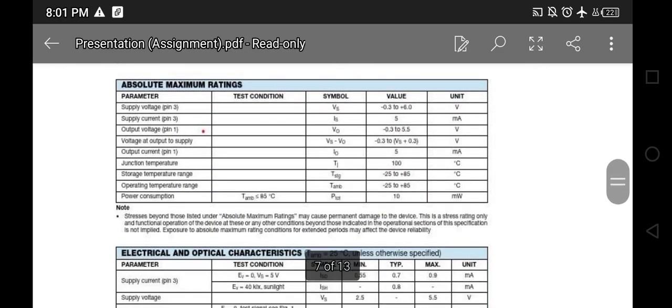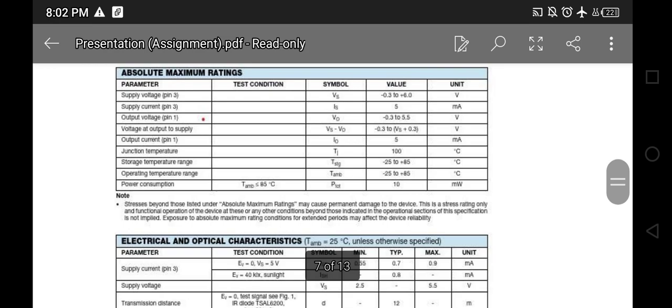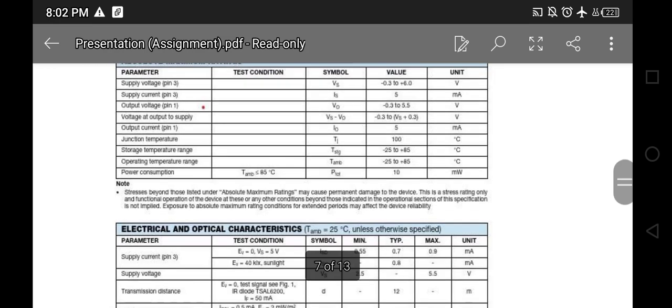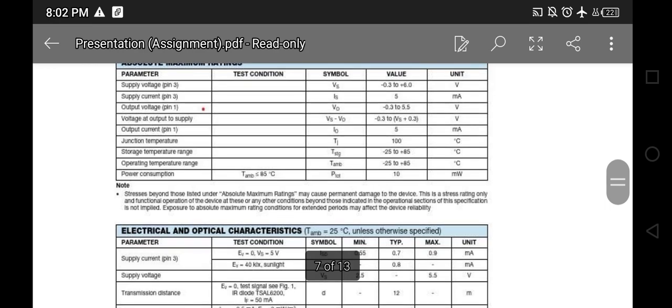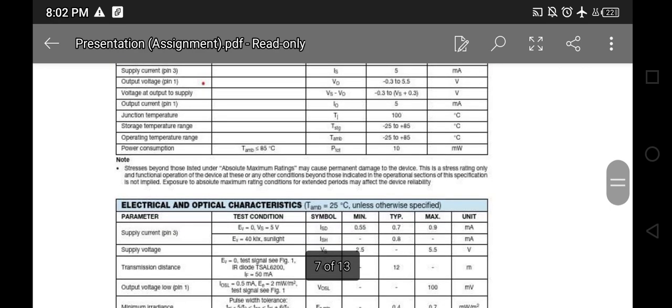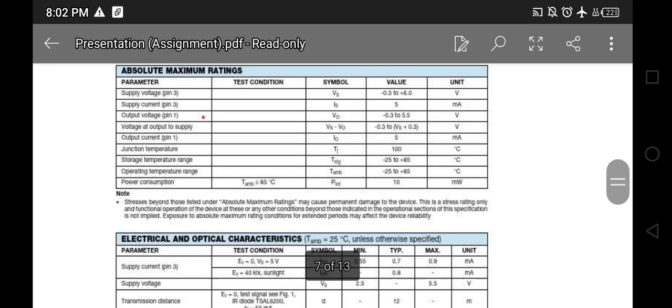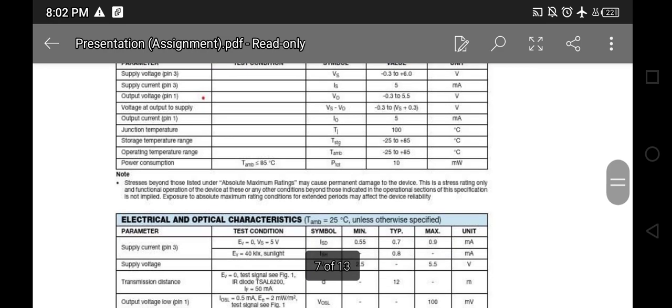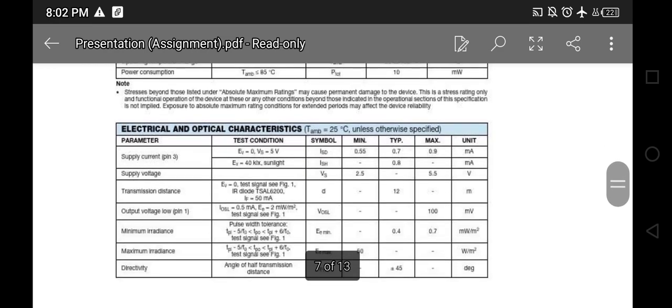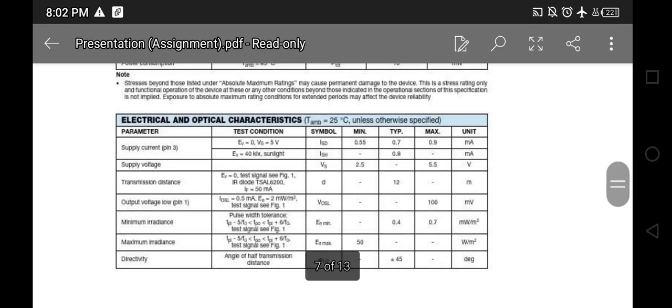So yeah, if you look on the screen now, you would see the data sheet provided with the absolute maximum ratings as well as the electrical and optical characteristics. Since we were also asked about the characteristics of these sensors, here are some given in the data sheet as well. There's supply voltage, supply current, output current, junction temperature, power consumption, and other things. There is also minimum irradiance and maximum irradiance, and also directivity.